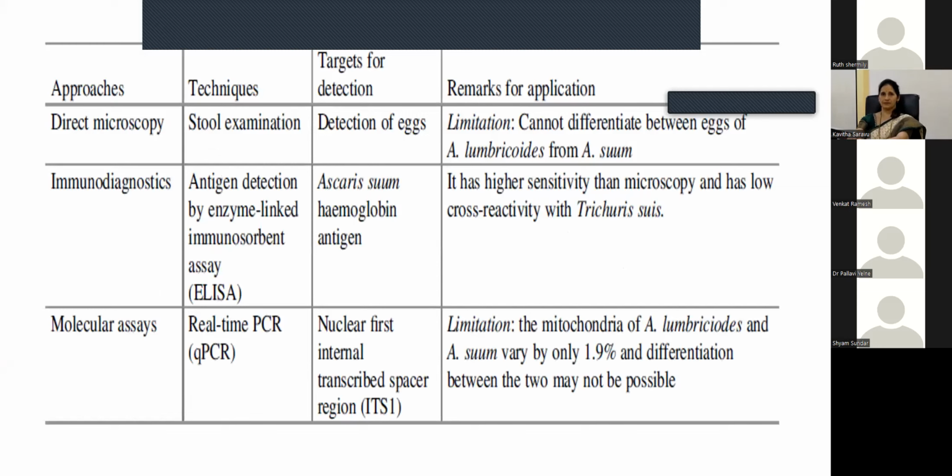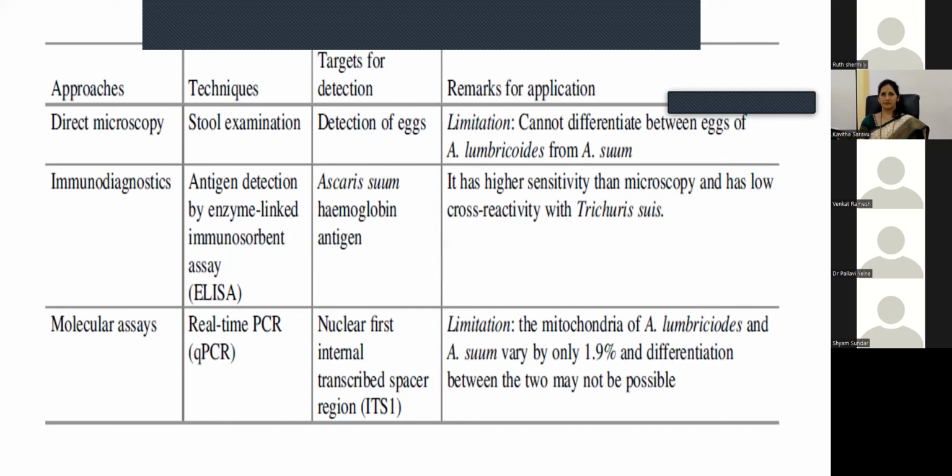So, I was telling you, if you want to differentiate between Ascaris suum and Ascaris lumbricoides, you can use immunodiagnostic techniques, but the problem is low cross reactivity with Trichuris suis. The cross reactivity is there, but it is low. That is the only problem.